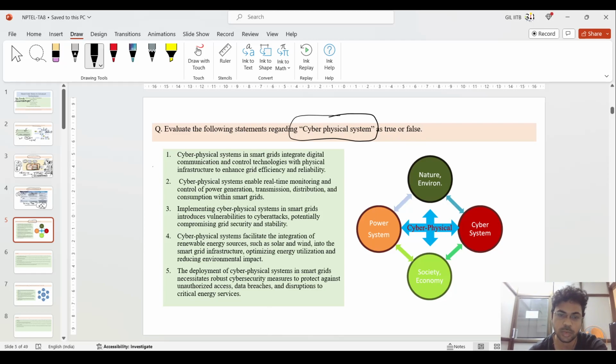So I have put one question related to this cyber physical system, and you should go through this five statements and tell me which statements are correct related to that. I'm giving you 4 to 5 minutes to solve this question. In case of any doubt, just open your mic and ask.